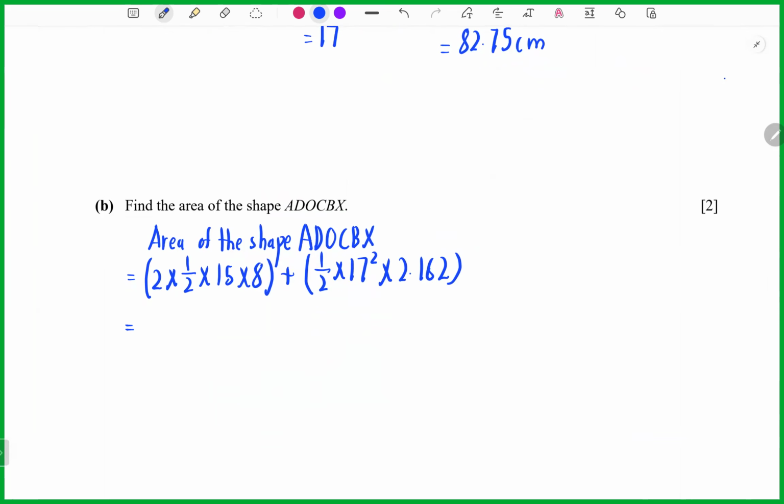Okay, so that means 15 multiply 8 plus 1 over 2 multiply 17 square multiply 2.162. So it will equal 432.41 cm square. If I want to answer in centimeters, oh okay, don't need, so just leave it as is.